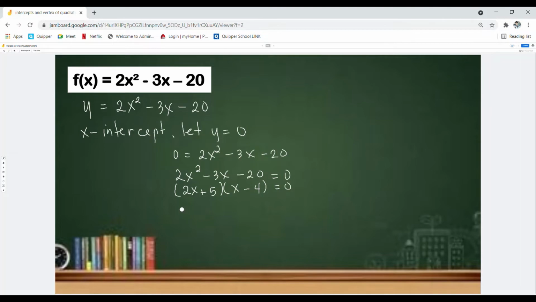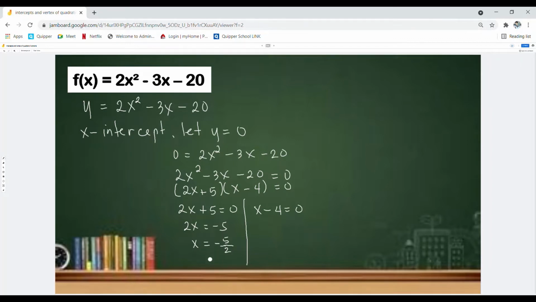So what's next? You are going to equate each factor to 0. So you will have 2x plus 5 is equal to 0, and the other one is x minus 4 is equal to 0. Let me divide it so we can visualize it easily. To further solve for x, you are going to transpose positive 5, following the APE, so 2x is equal to negative 5. And so x still has a numerical coefficient 2. That's why we need to divide both sides by 2. So that will finally become x is equal to negative 5 halves.